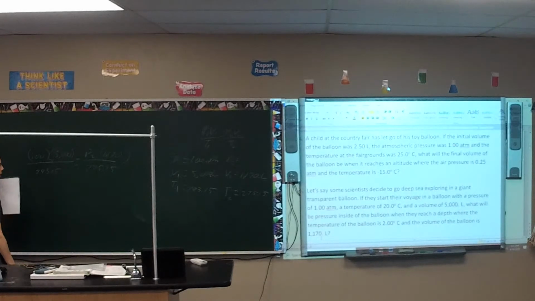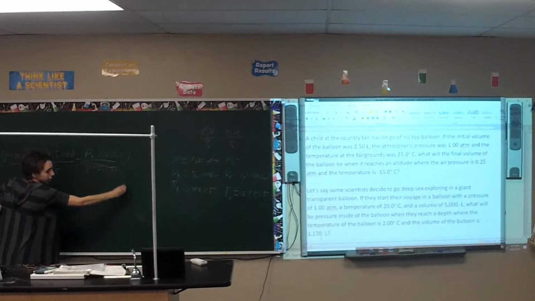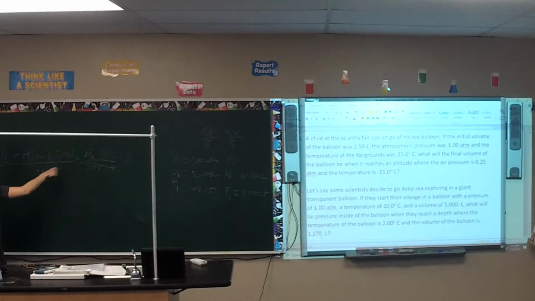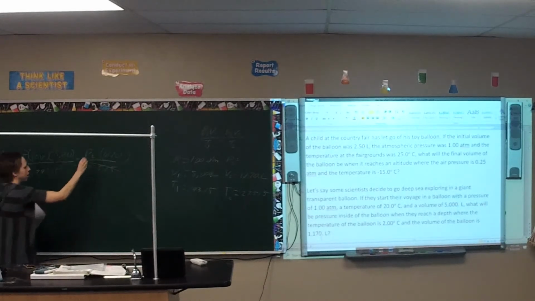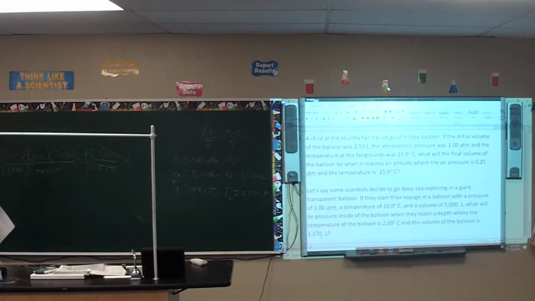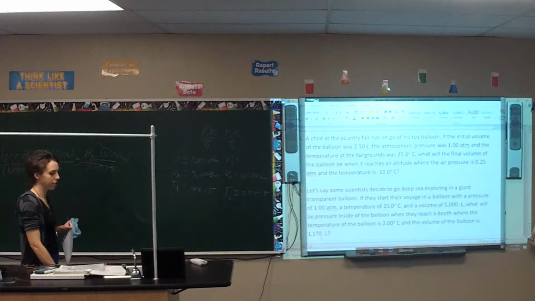Alright, how do I get rid of the 275.15? You multiply by 275.15. That'll cancel out that. Alright, how do I get rid of the 1,170 volume? 1,170 gets divided. So again, just plug it in and solve. That should give you your final answer. So go ahead and pause and do that if you didn't do so already.